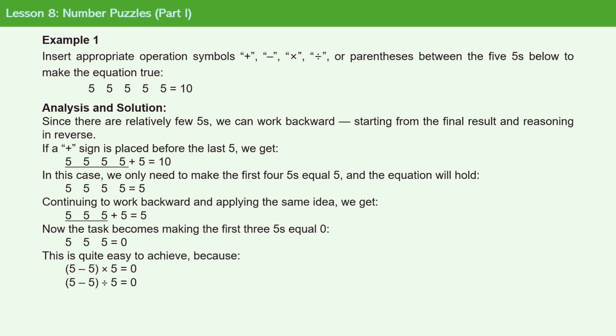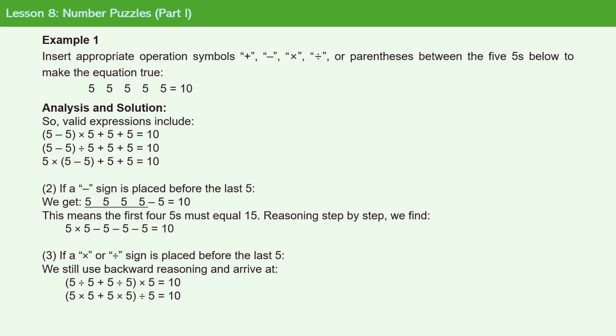This is quite easy to achieve, because 5 minus 5 equals 0, and 0 times or divided by 5 is 0. So, valid expressions include these three. If a minus sign is placed before the last 5, this means the first 4 fives must equal 15. Reasoning step by step, we find the following expression valid. If a times or divide sign is placed before the last 5, we still use backward reasoning and arrive at two expressions.